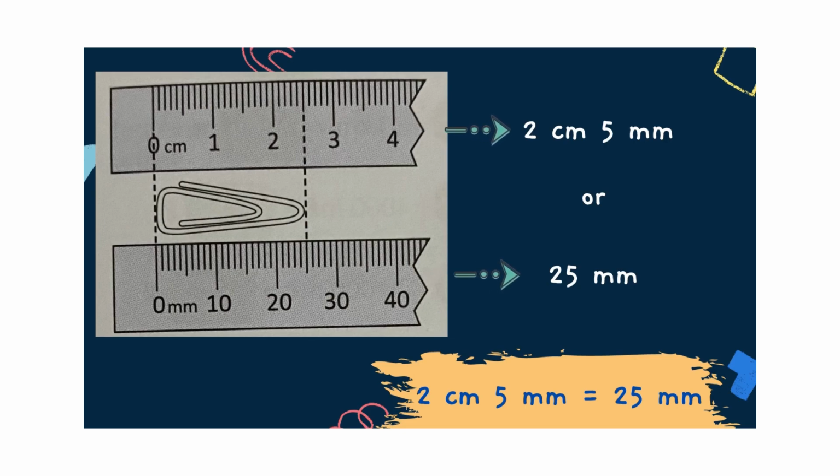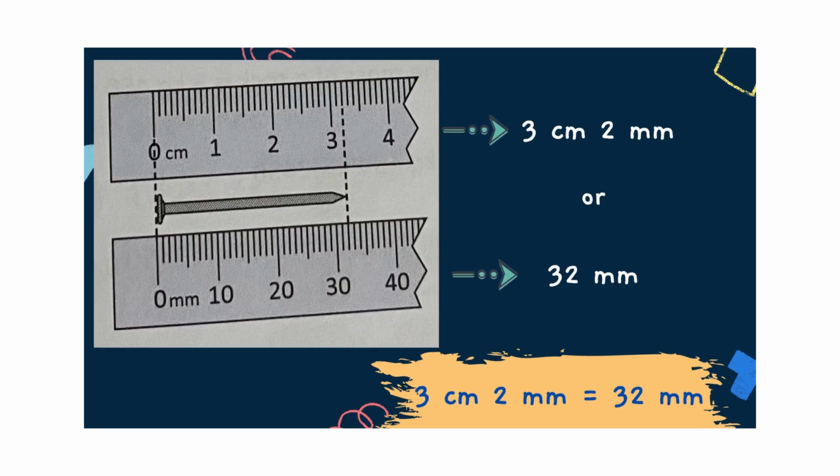25. So we can say that it's also equal to 25 millimeter. So basically we can say that 2 centimeter, 5 millimeters is equal to 25 millimeters. Okay, next one.